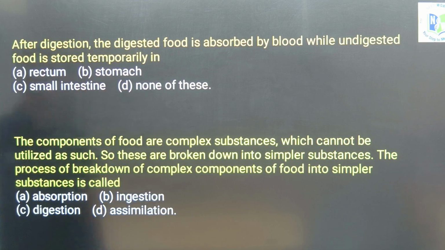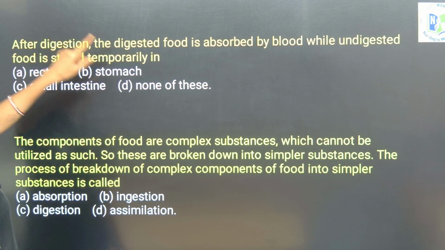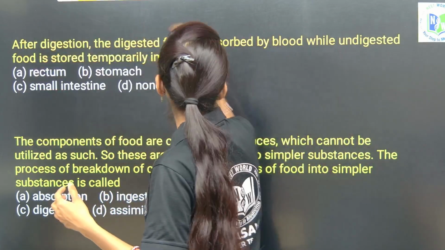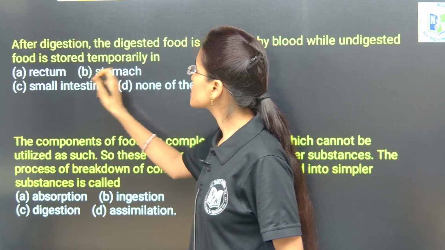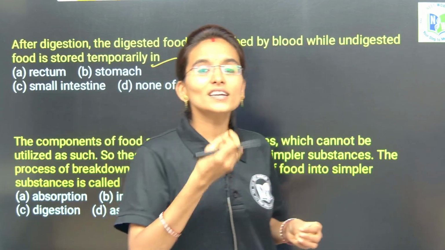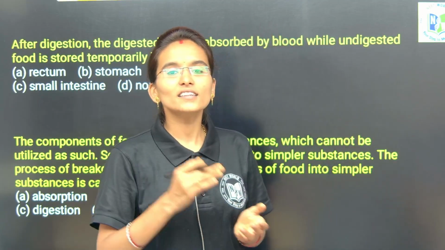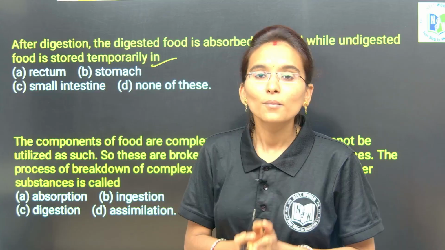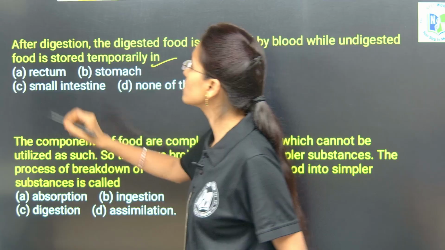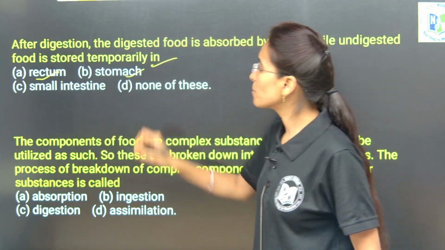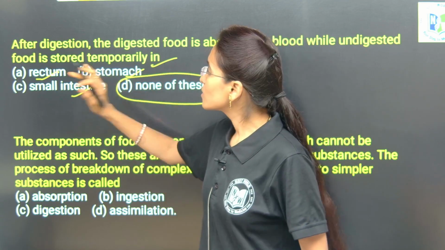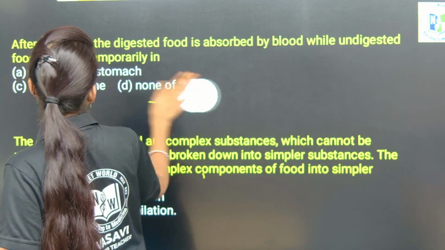And next one, have a look here. Next question: after digestion, the digested food is absorbed by the blood, while the undigested food is stored temporarily in. After digestion, the digested food gets absorbed into the blood and is then circulated throughout the body. But where is the undigested food going to be stored? Let's have a look. Option A rectum, option B stomach, option C small intestine, and option D none of these.